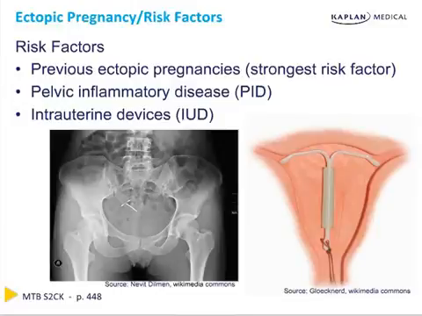There is a common physiologic connection here, and something that could be helpful on the test. A common risk factor is that of tubal damage, or anything that interferes with normal implantation. So other things, such as endometriosis or prior tubal surgery, can also be ectopic pregnancy risk factors.